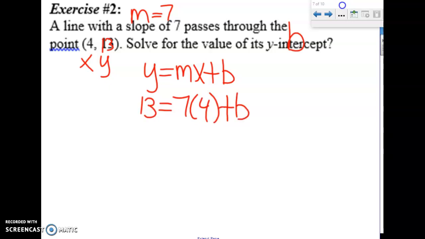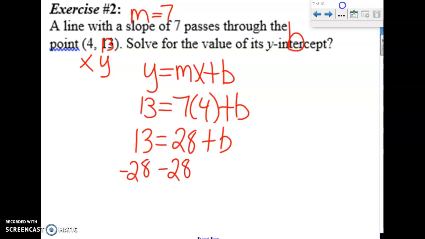Now, we've been down this path before. We have an equation with one variable, which means pull out your solving steps and you can find out what the missing number is. 7 times 4 would happen first, and we'd get 28. We'd have to move the 28 from one side to the other, so we would have to subtract 28. And in doing so, we'd end up with -15 equals b.